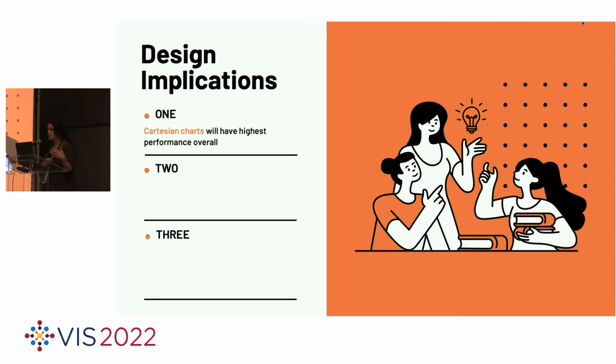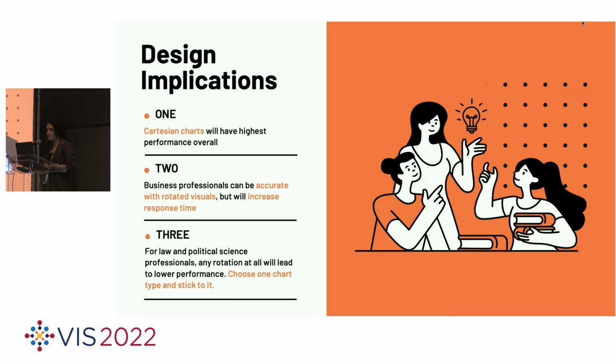We found that math and computer scientists were the least affected by chart rotation and task difficulty, but there were notable differences to account for in the other couple of domains. Business professionals can be very accurate with rotated visuals, but this will increase their response times. For lawyers and political scientists, any rotation at all of charts would lead to lower performance. So our advice was to choose one chart type and stick to it.